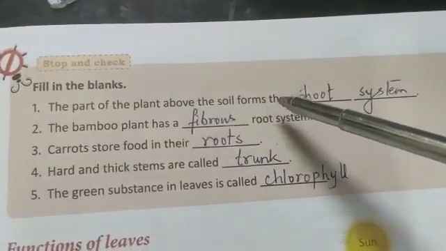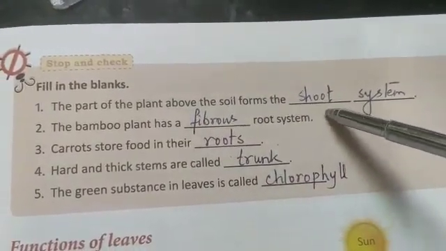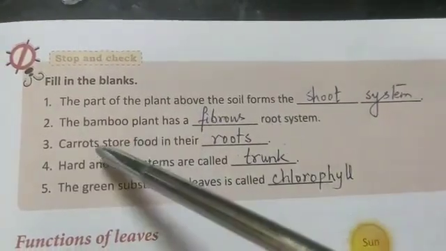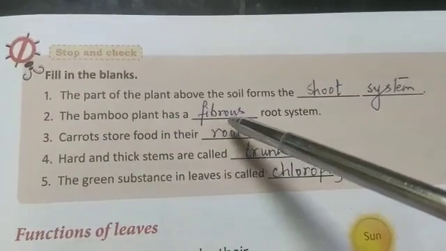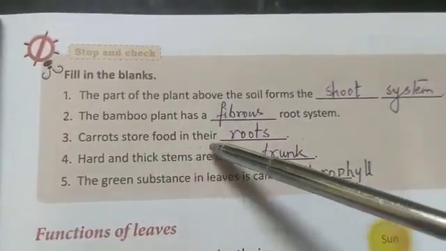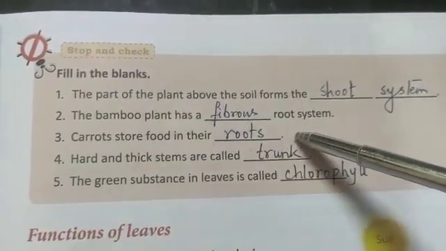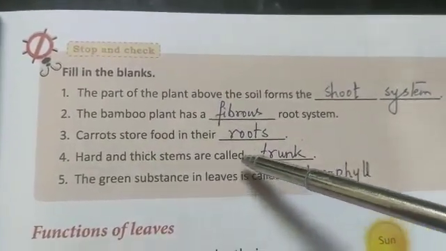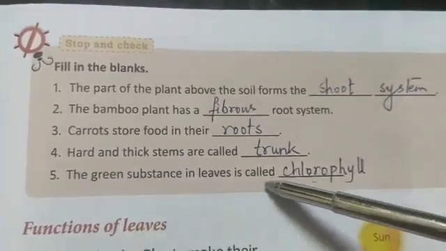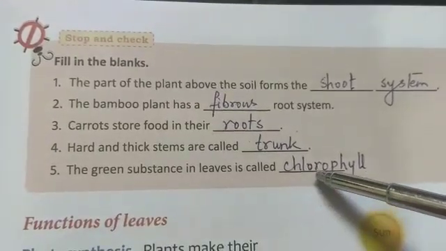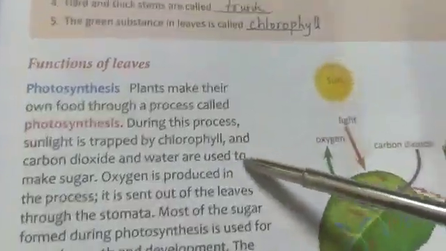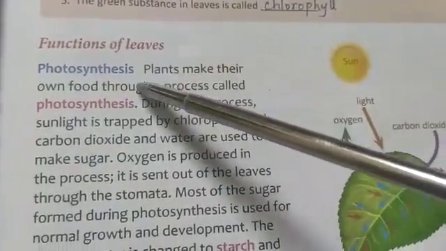The part of the plant above the soil forms the shoot system. SHOOT-SYSTEM. Number 2. The bamboo plant has a fibrous root system. FIBROUS. Carrots store food in their roots. ROOTS. Hard and thick stems are called trunk. TRUNK. The green substance in leaves is called chlorophyll. CHLOROPHYLL. Then let us learn about the functions of leaves.